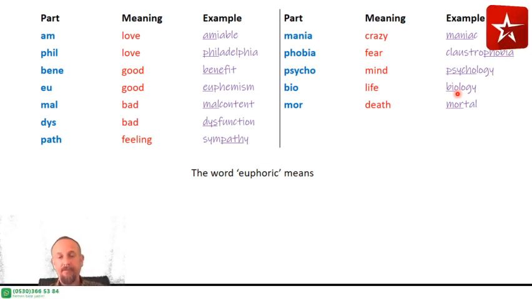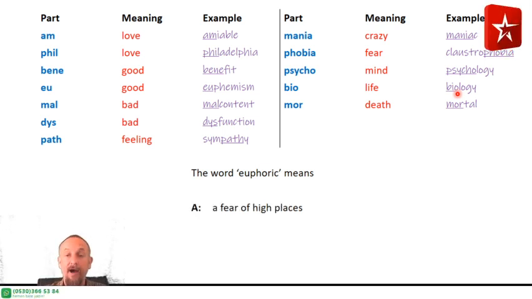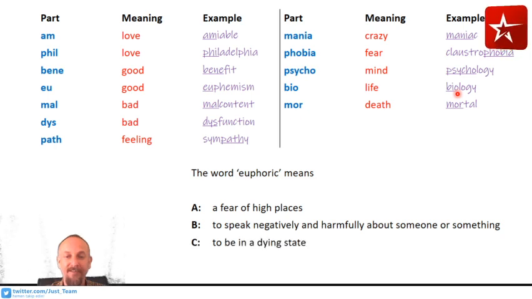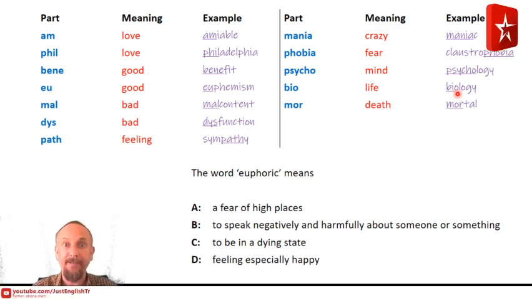So we'll look at the first word, euphoric. Is it A, a fear of high places? B, to speak negatively and harmfully about someone or something? C, to be in a dying state? Or D, feeling especially happy? Talha, welcome to the class, brother.